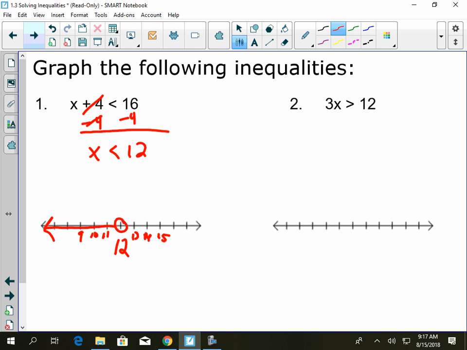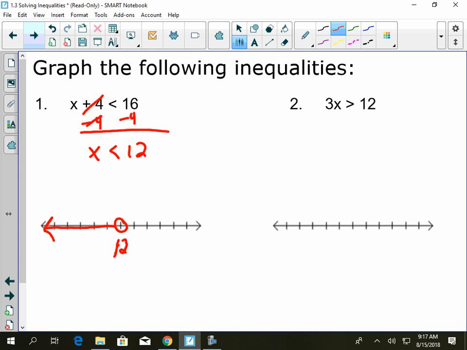I don't have to write all these little numbers. I just did that to show you this is a number line. That's the way the number line should look. Any problems? Less than goes to the left.